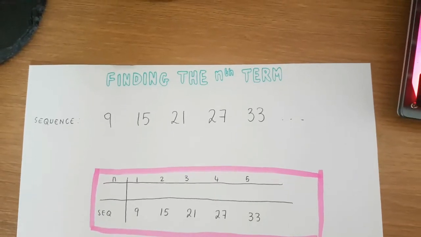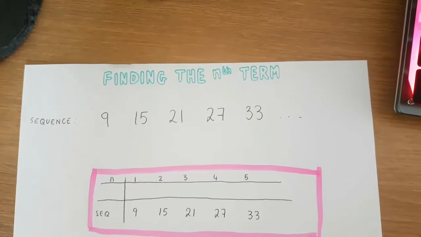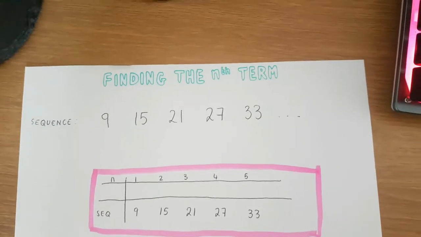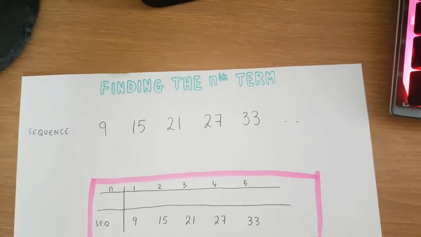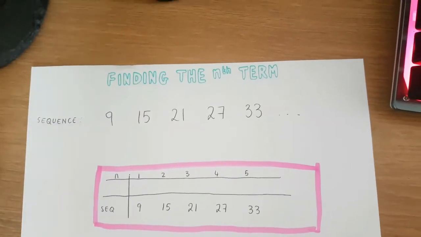Hi Year 10, today we're going to look over how to find the nth term of a sequence. Now the nth term means a rule where we can find any number in the sequence at any position. So it's not about finding the next number or a specific number, we can use it to find any number.